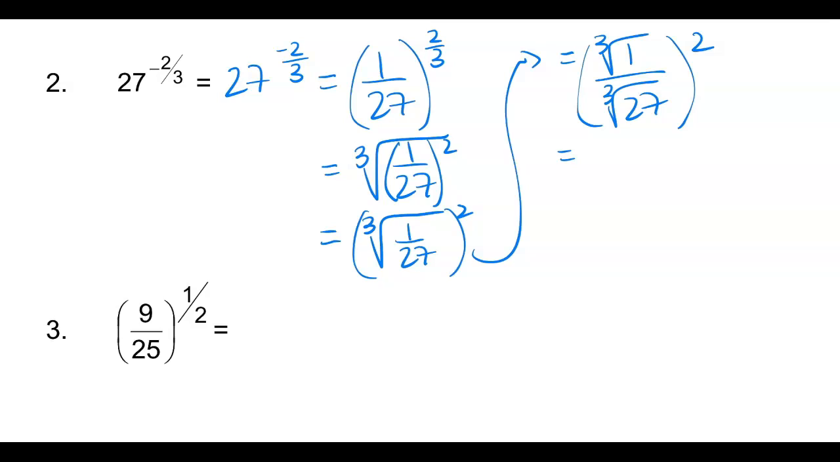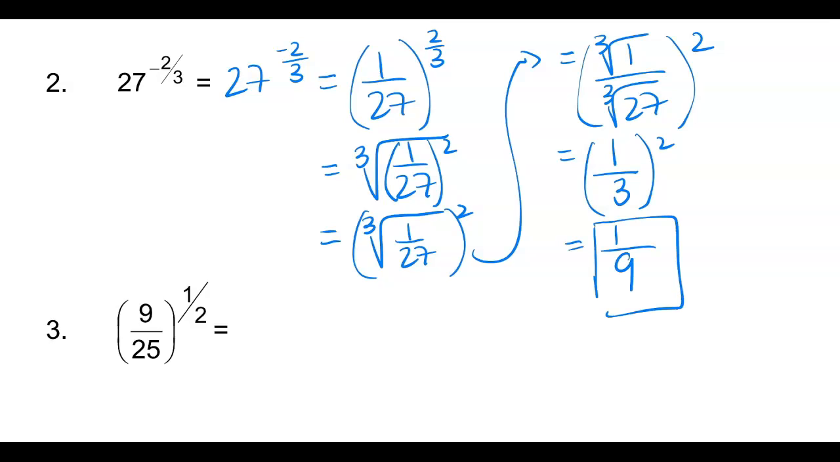The cube root of 1 is just 1. The cube root of 27 is 3. Now I get to square it. Well, 1 squared is just 1. 3 squared is 9. That's your answer. Go ahead and pause the video right now and try example 3.